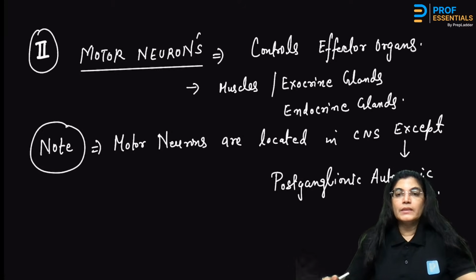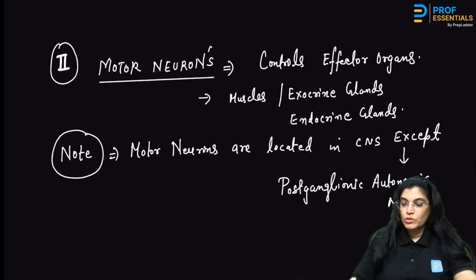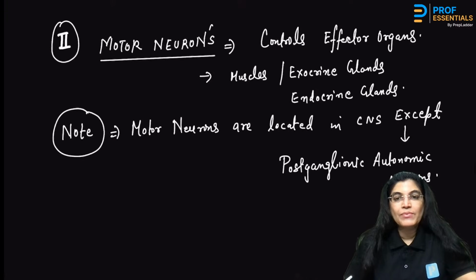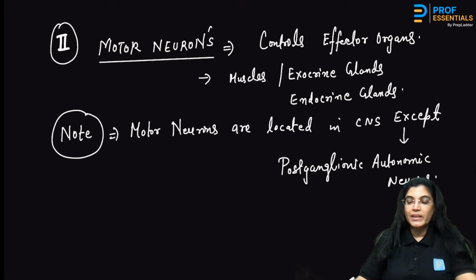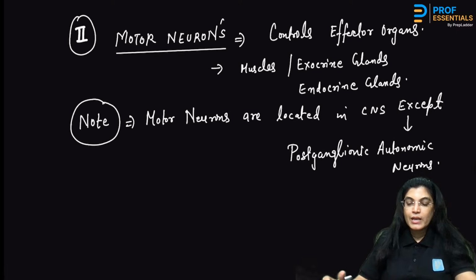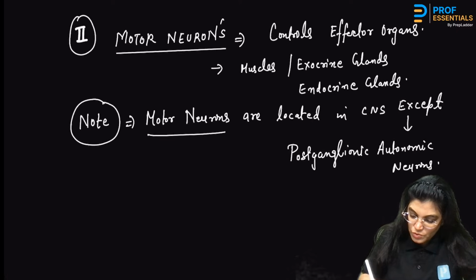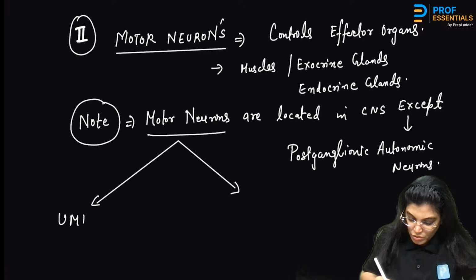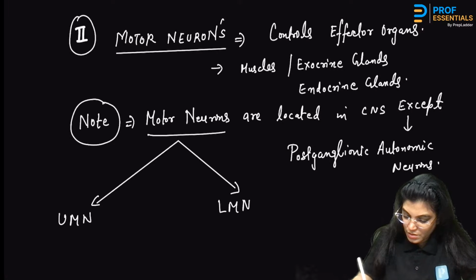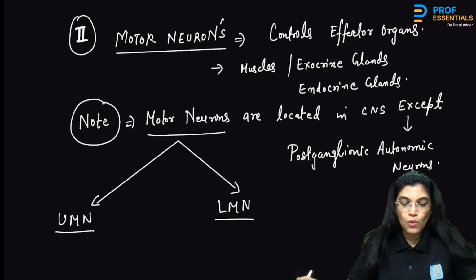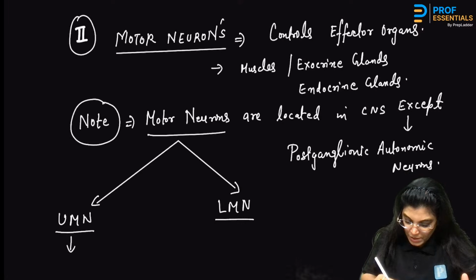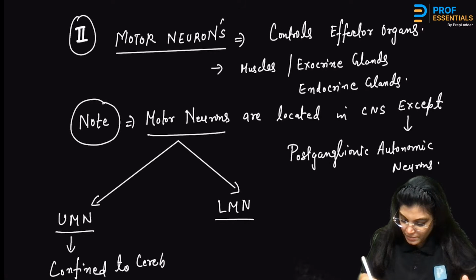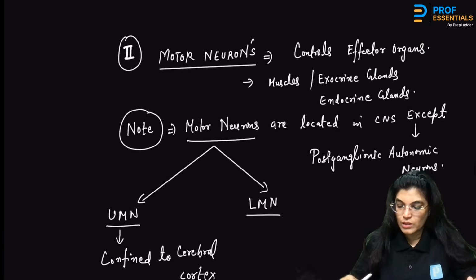Now, it's also important for you to know about upper motor neurons and lower motor neurons. Basically, motor neurons are of two varieties, upper motor neurons and lower motor neurons. Now, upper motor neurons are confined to the cerebral cortex. This is an important point.